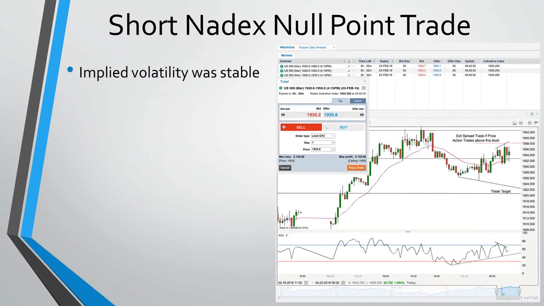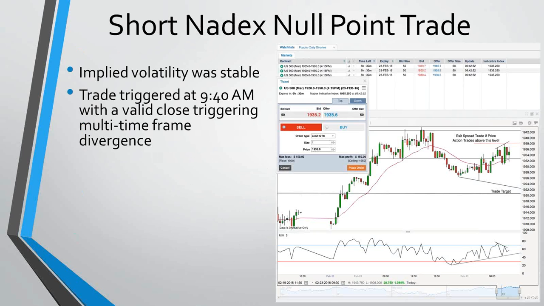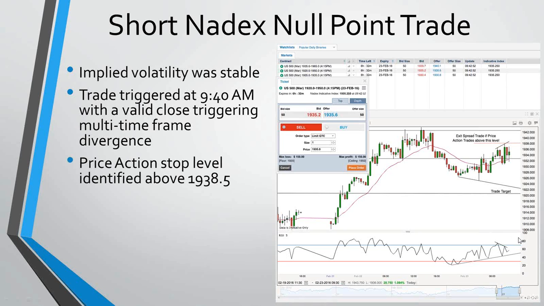The following charts review the trade that we did. So implied volatility was stable. Trade triggered at 9:40 a.m. with a valid close triggering the multi-time frame divergence, okay, which you can see over here. Here we were looking at a spread of the 1920 to the 1950. Price action stop level identified above 1938.5, okay, which you can see here.